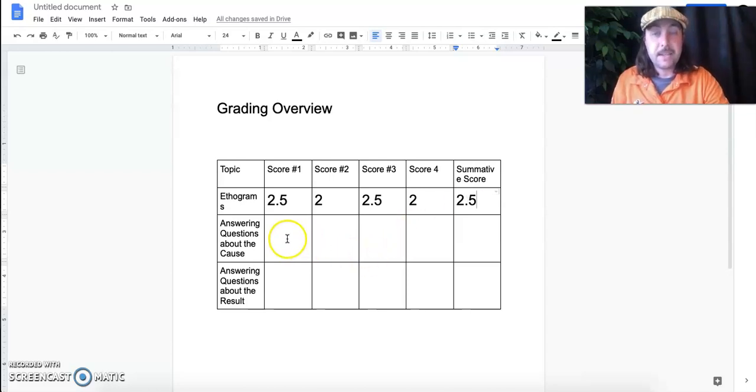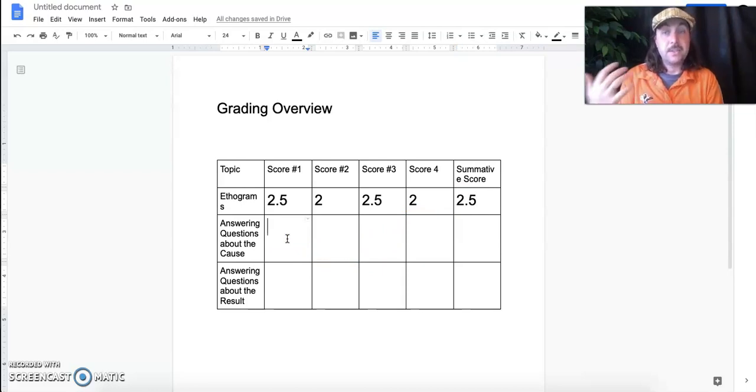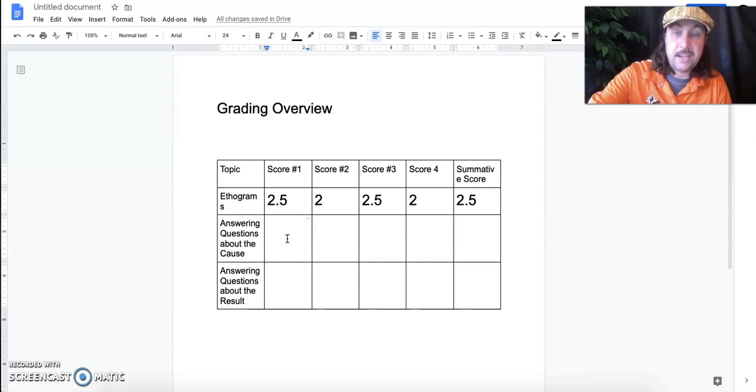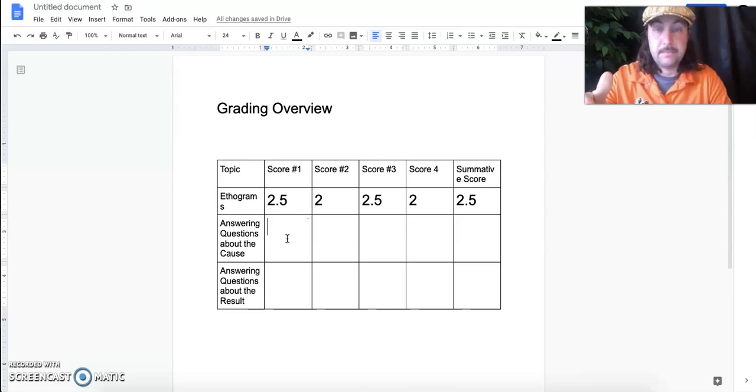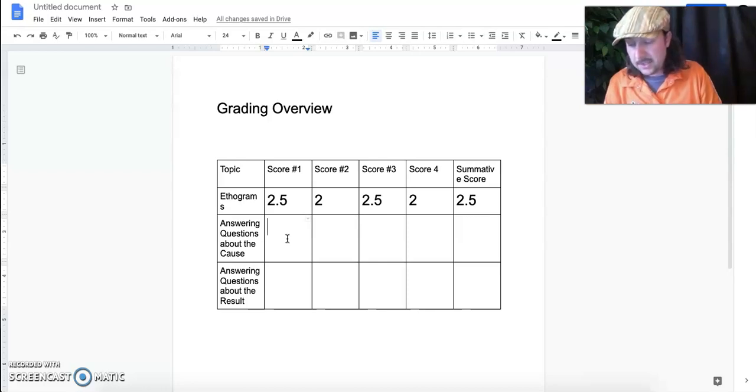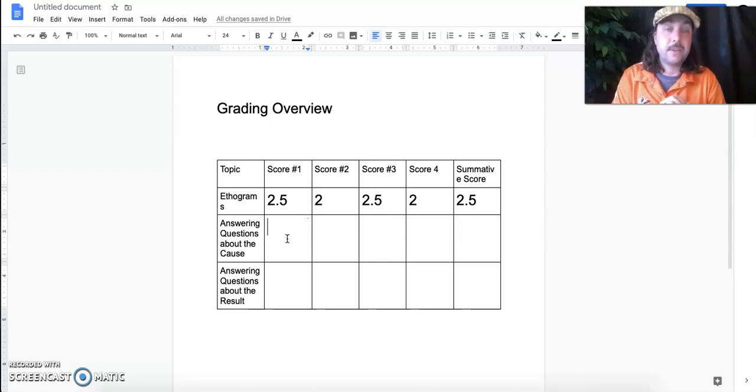The same thing is going to be true about behavior causes. So the snake assessment from last week is your first assessment of behavior causes that I'm going to evaluate. And your score on that is going to be your first score. Now, like ethograms, I don't expect you to be great at it the first time. Actually, I take that back. That's going to be your second score. Your first score is your riot behavior assessment that you did.